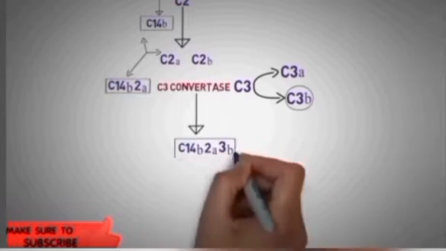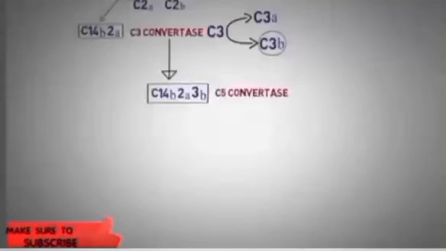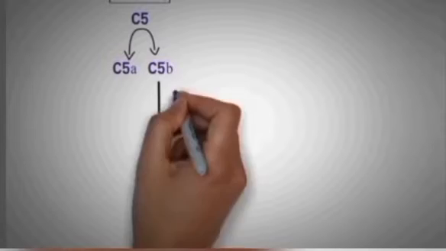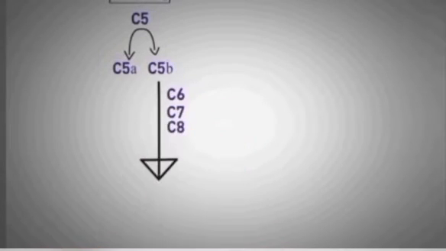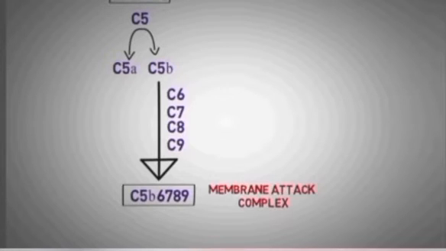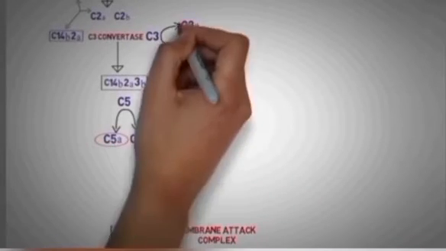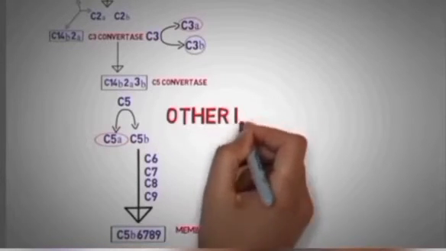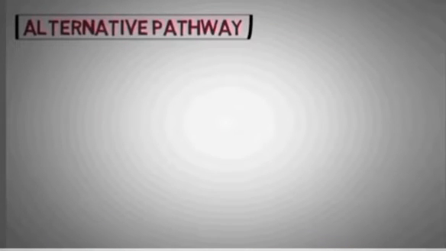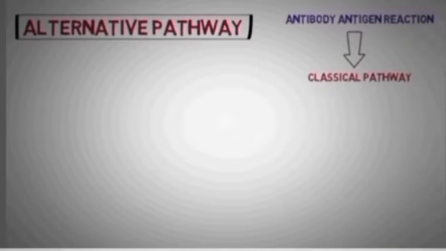C14B2A. C3 converts into C3A and C3B and forms C14B2A3B. It converts C5 into C5A and C5B. It combines with 6, 7, 8, 9 and forms the membrane attack complex. C5A and C3B are not used in this pathway. They are used only in the other pathway.